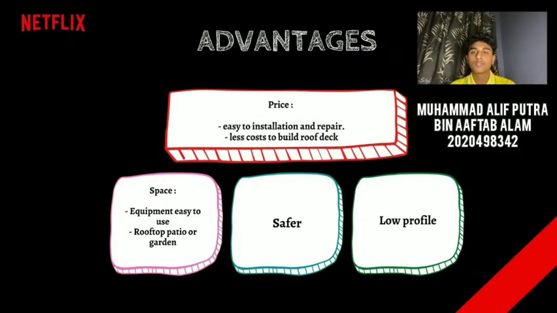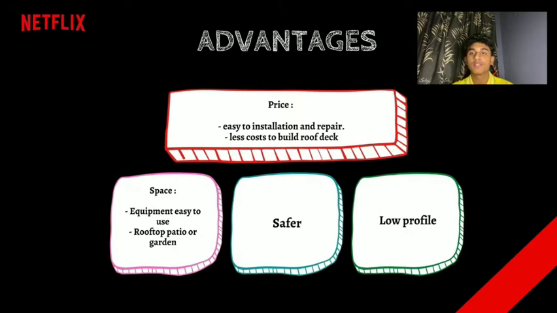Assalamualaikum warahmatullahi wabarakatuh. I'm Muhammad Alif Putra bin Aftab Alam. My metric number is 2020498-342. I'm going to cover the advantages and disadvantages part. Let's take a look at the advantages first. So, what are the advantages of a timber flat roof?